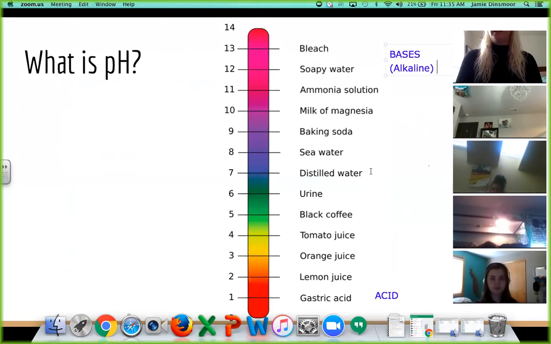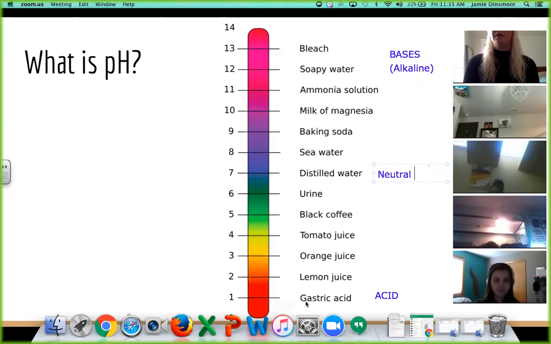We also know that the middle of the scale is neutral, right? And this should be, as it says here, distilled water. So distilled water is completely neutral. It's equal amounts of acid and base in that sample. So then we can look here at some of these examples of things and where they fall on the scale.